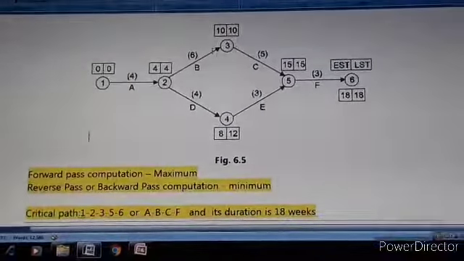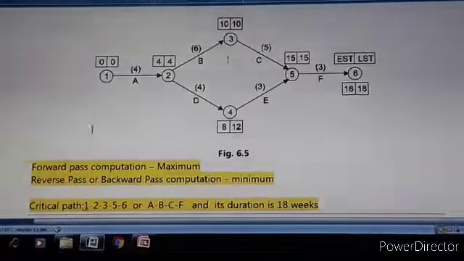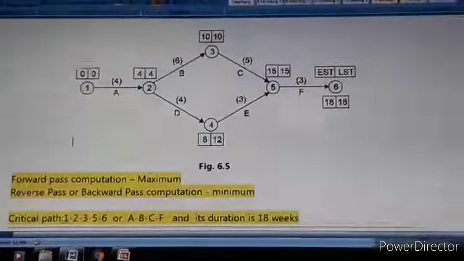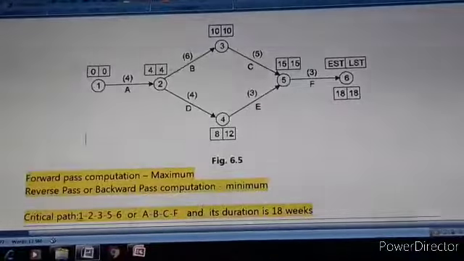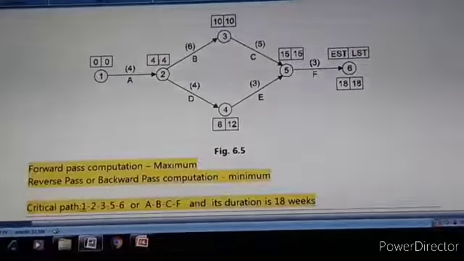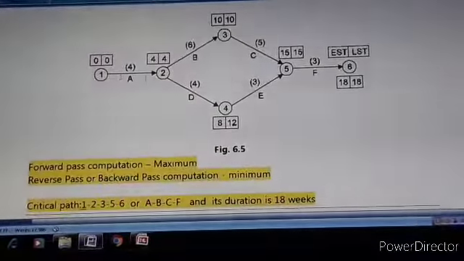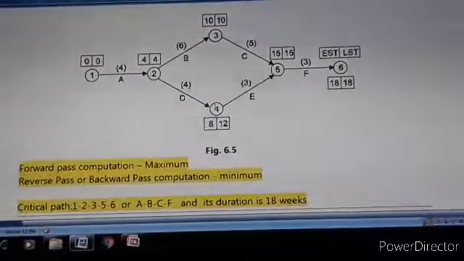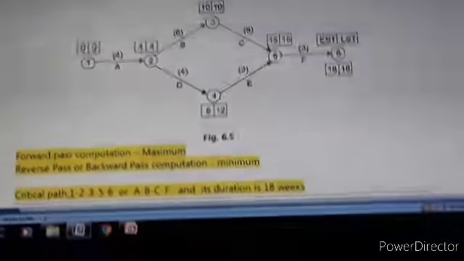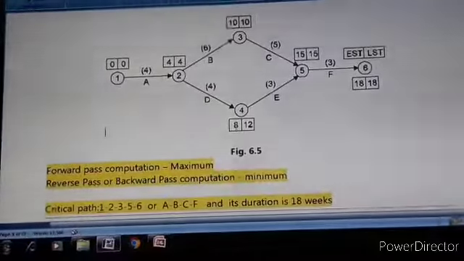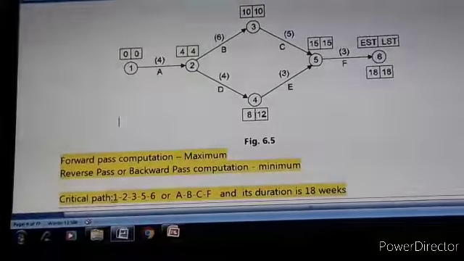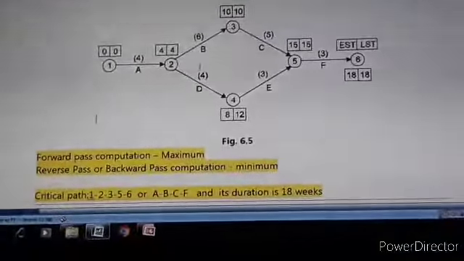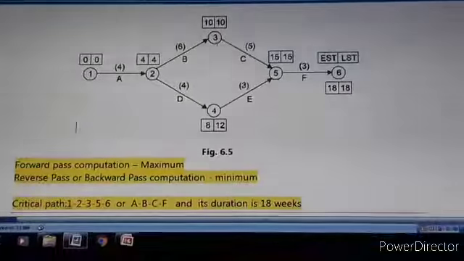Again, sometimes we have to find the floats. So what is the float? It is the difference between the earliest start time and latest start time, or earliest finish time and latest finish time. So here with respect to node 2, the difference is 4, 12 minus 8, it is 4. So here the float is 4 weeks, but with respect to 3, it is 10 minus 10, which means it is 0.